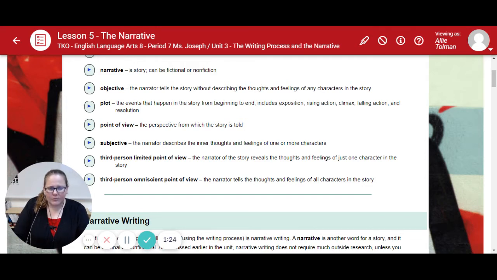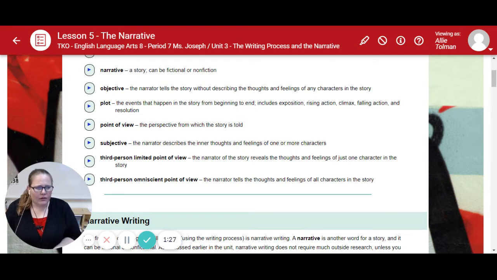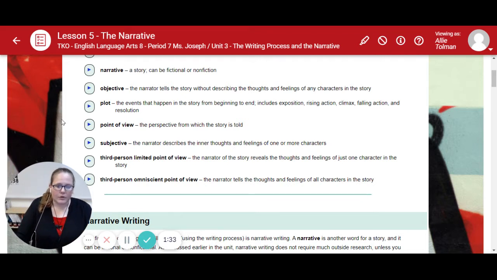Third person limited point of view. The narrator of the story reveals the thoughts and feelings of just one character in the story. Third person omniscient point of view. The narrator tells the thoughts and feelings of all the characters in the story.